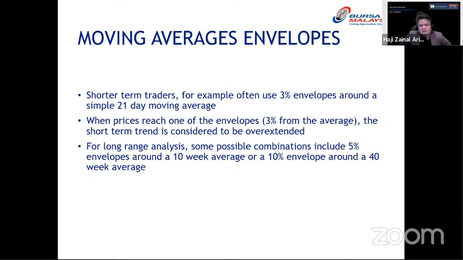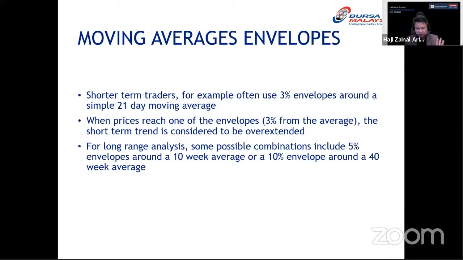For shorter-term traders, for example, you can use 3%, which means the envelope is 3% above and 3% below a 21-day moving average. That's why we call it short term; usually below 21 days or 20 days. For medium term, you can use 40 days, or for longer term, perhaps 50 days or 90 days. It's up to you, depending on the instrument. Different instruments have a different optimum N level, where N means the number of days.